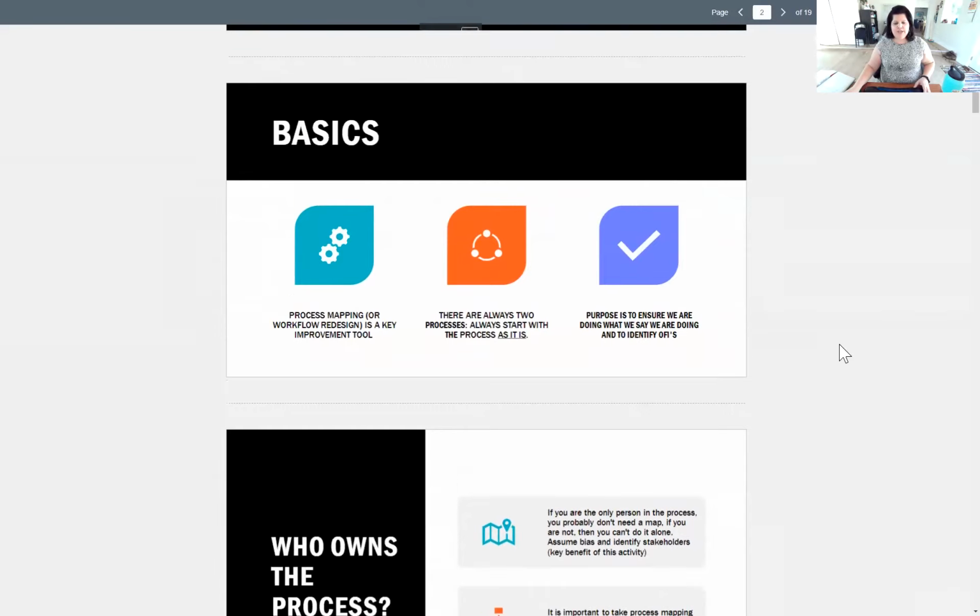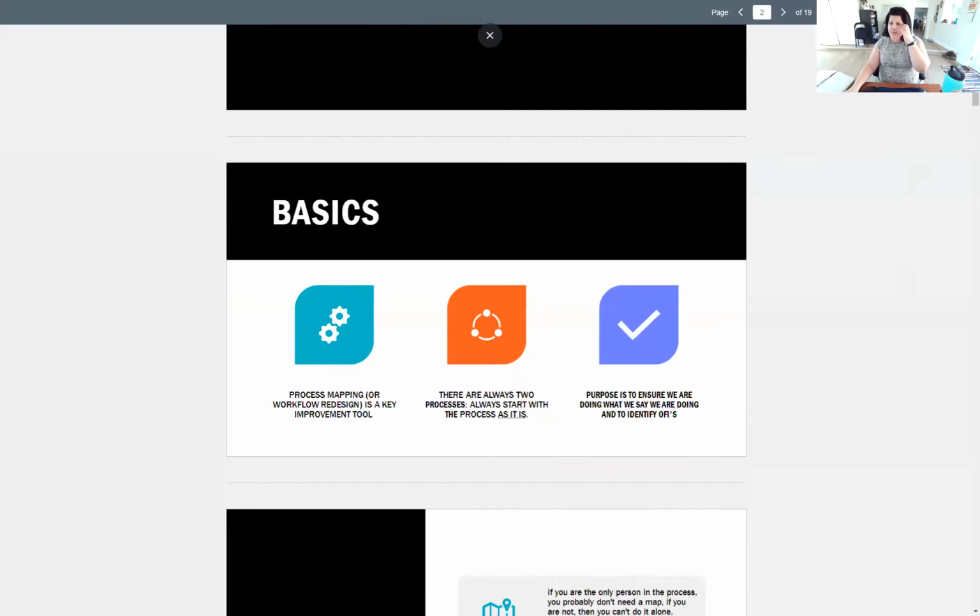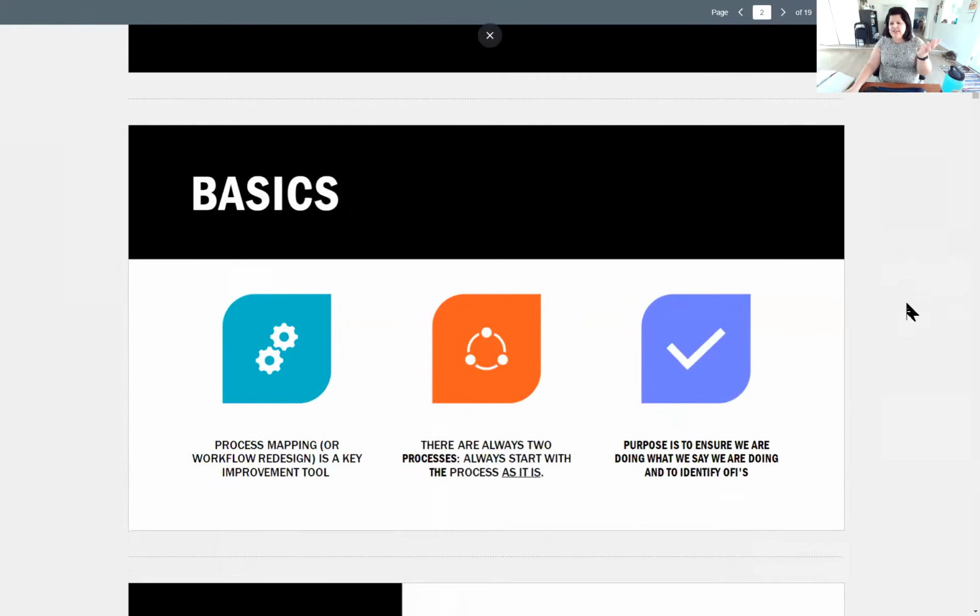So process mapping has a lot of names. It can be called workflow redesign. I think Dr. Beck calls it something else. But essentially, it is a key improvement tool that we can use for a number of things: identifying organizational culture, understanding how people interact, and more than anything, to improve a process. So to improve quality in a specific area of whatever you're doing.